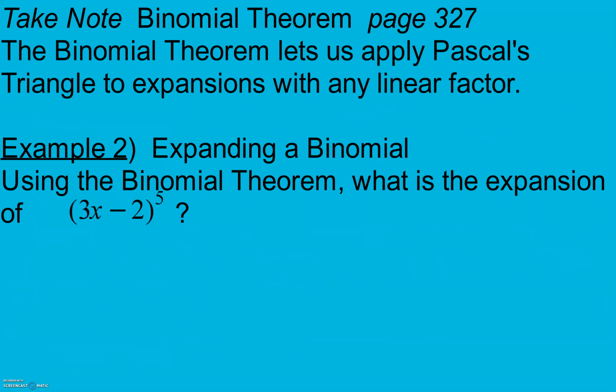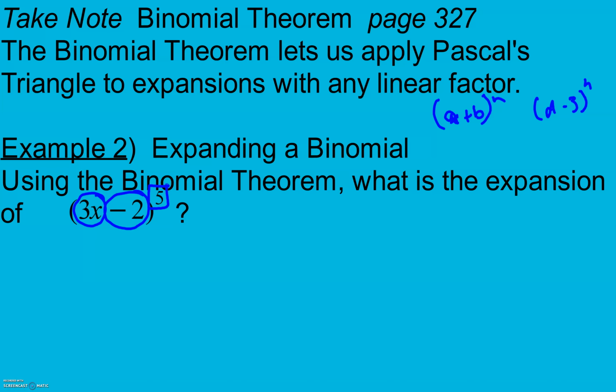Take note on page 327 deals with the binomial theorem. The binomial theorem lets us apply Pascal's triangle to expansions with any linear factors. So the thing to remember is the binomial theorem is pretty much the same as Pascal's triangle. It's just we can apply it to more things. So rather than just having a plus b to a power or d minus 3 to a power, we can use 3x and negative 2 as our a and b factors. It's still going to work the same way.